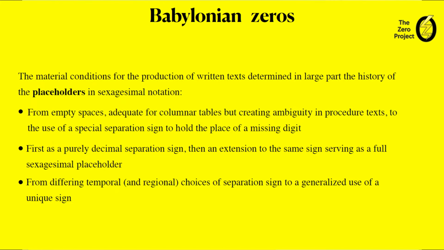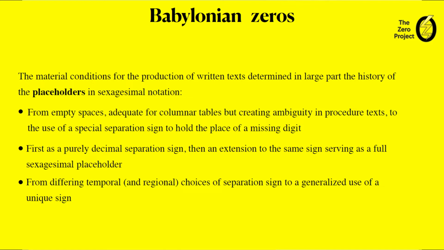So, just to sum up, and I'm running well over time, the material conditions for the production of written text determined in large part the history of the placeholders in sexagesimal notation. From empty spaces adequate for column tables, but creating ambiguity in procedure texts, to the use of a special separation sign to hold the place of the missing digit.